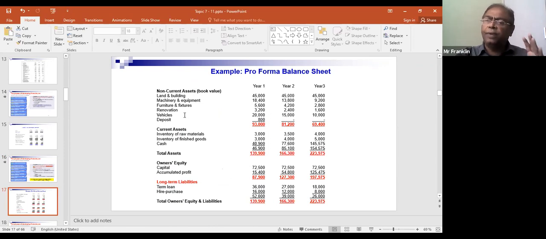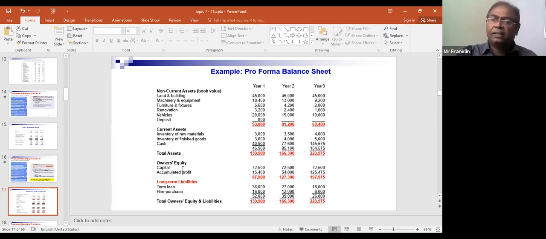Non-current assets are those you cannot get back as cash immediately. If you want to sell, you cannot get the cash back immediately. Current assets are those you can convert into cash quickly, within one month, you know, you're able to settle that. So it's called current asset. So raw material, finished goods, and cash in the bank are all current assets.